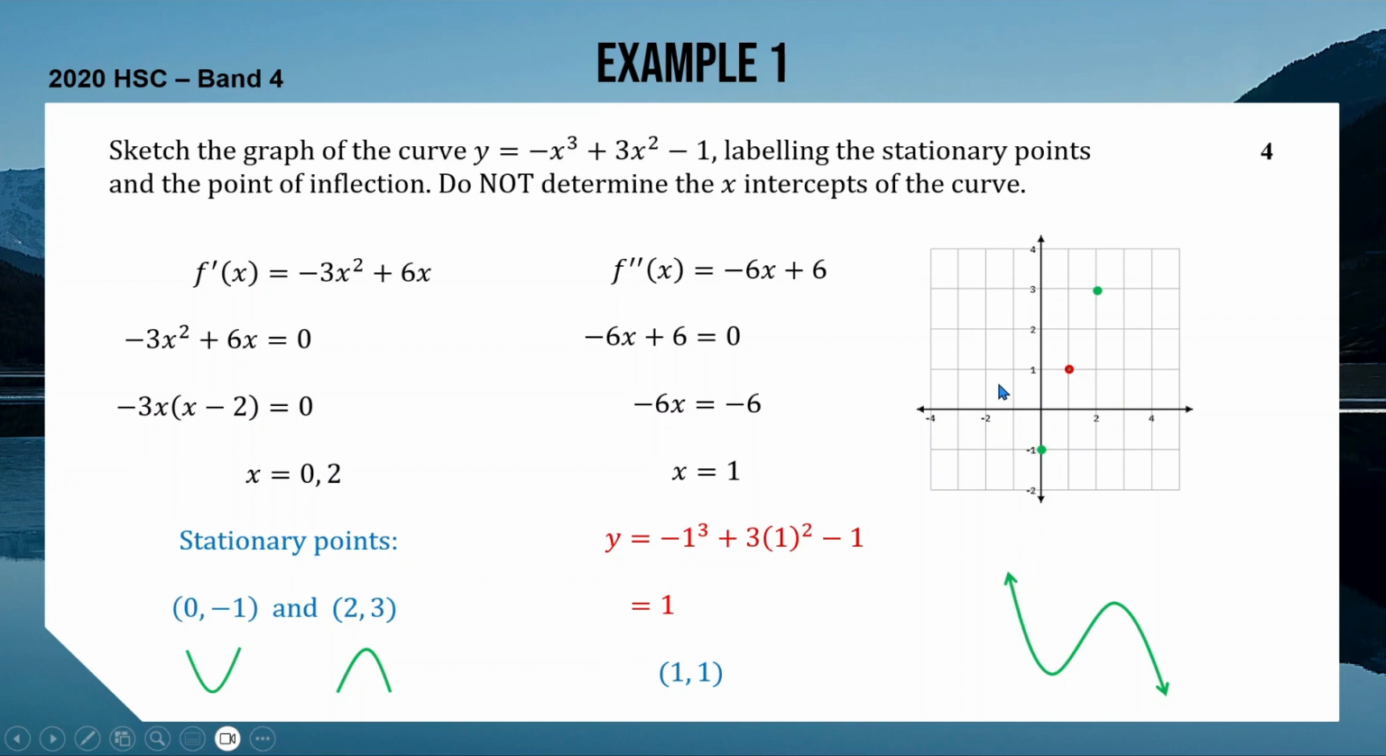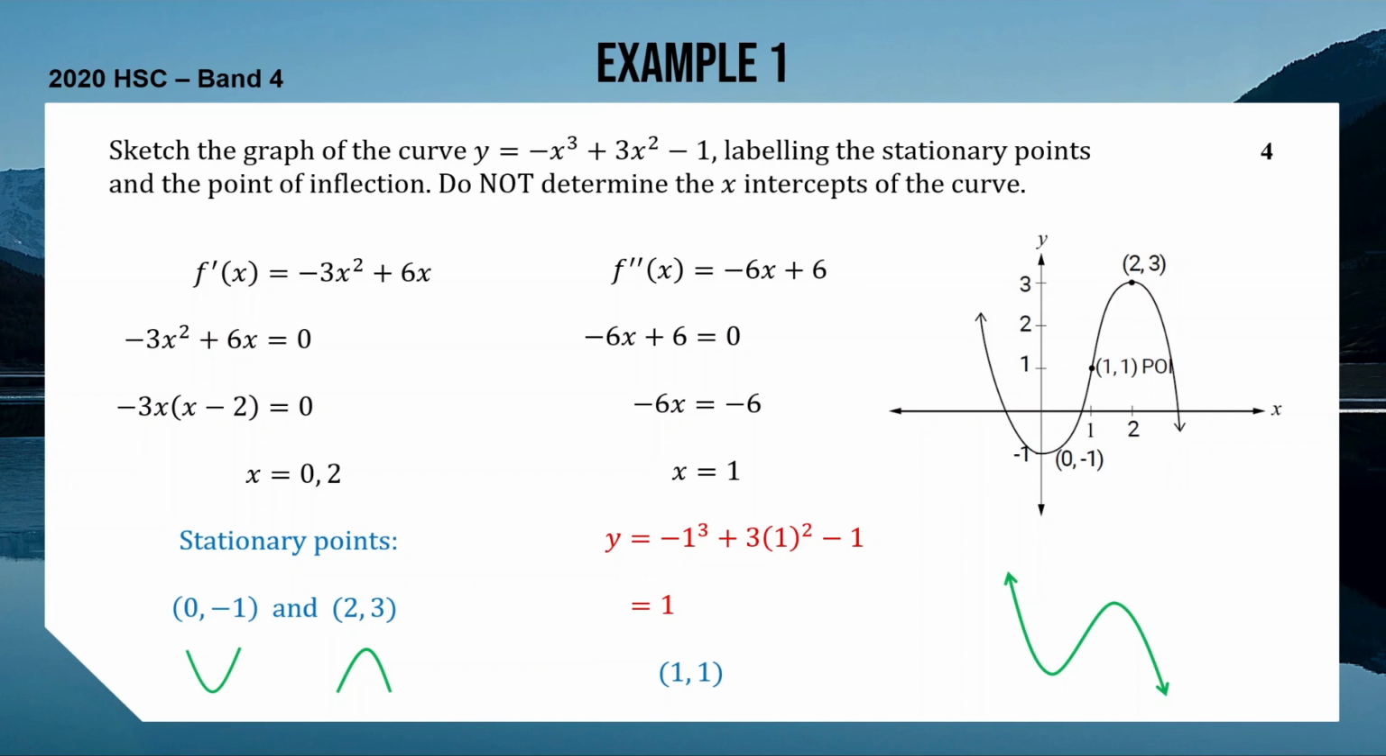So we're going to come down here, we're going to curve around at the minus 1, we're going to go up, come up here and then turn around at the 3 and then come back down and go through the x-axis somewhere. We don't care. So putting it all together, we get a sketch that looks like this. Okay, we've labeled our stationary points, we've labeled our point of inflection, our graph is nice and neat, and that's going to get us 4 out of 4 in the 2020 HSC.